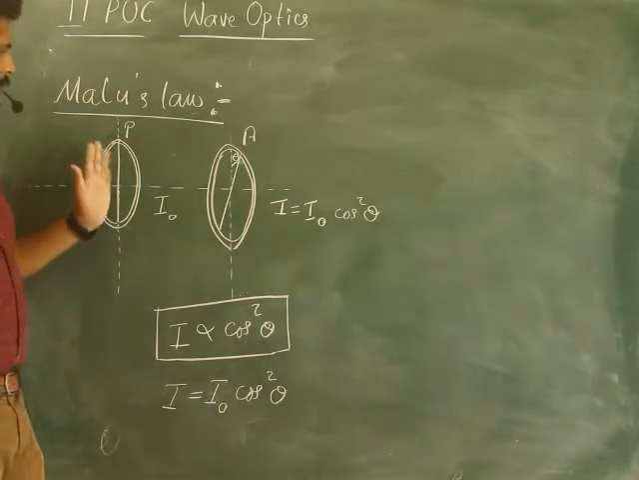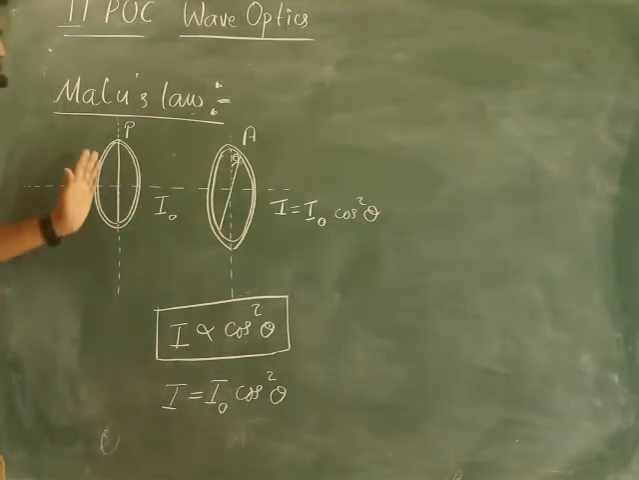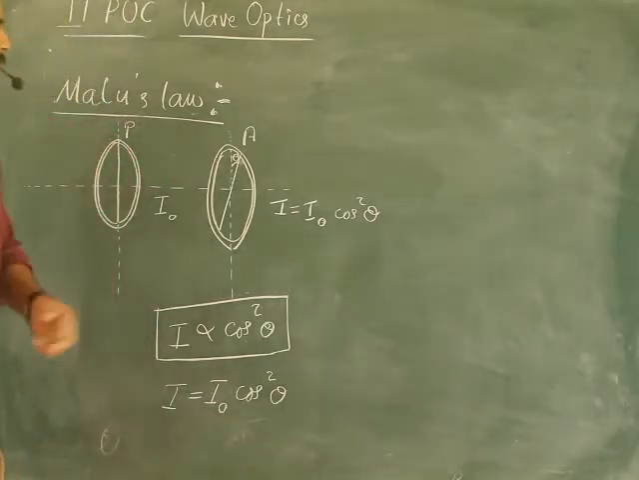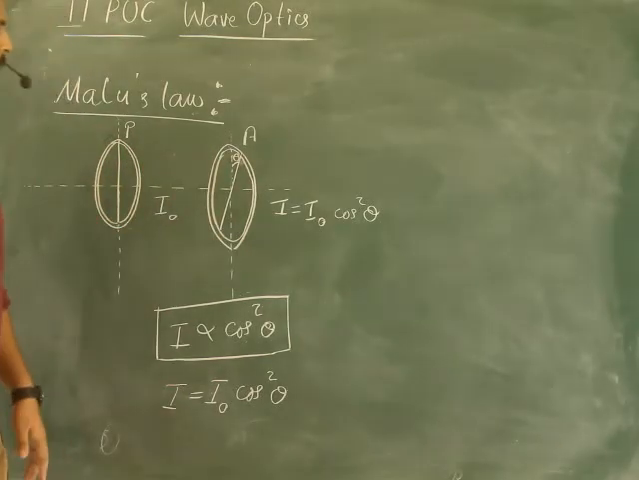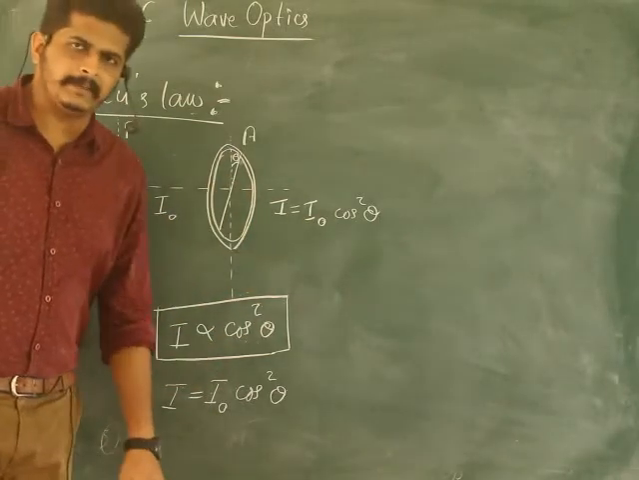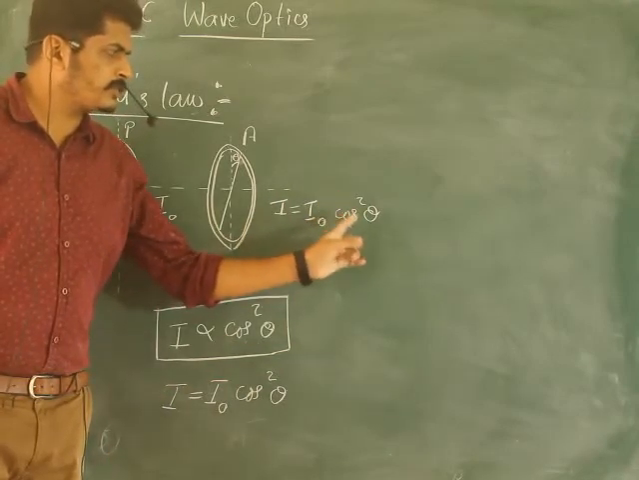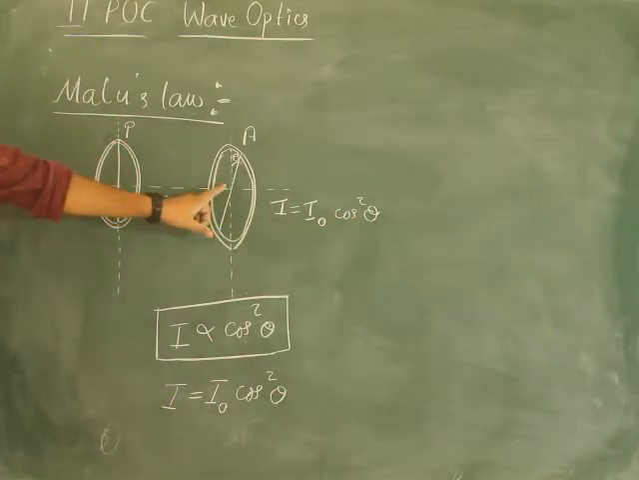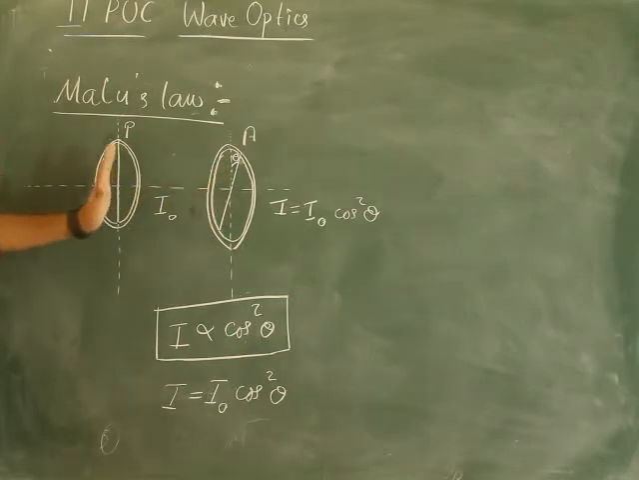So you can explain it like that: unpolarized light is incident on the polarizer. The light is completely plane polarized. When a beam of plane polarized light is incident on the analyzer, the intensity of the emergent light is proportional to the square of the cosine of the angle between the plane of transmission of the analyzer and the polarizer.